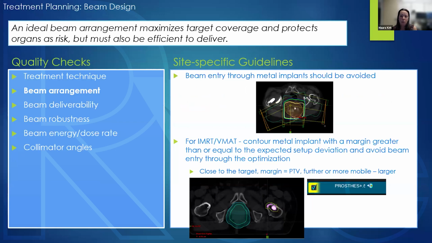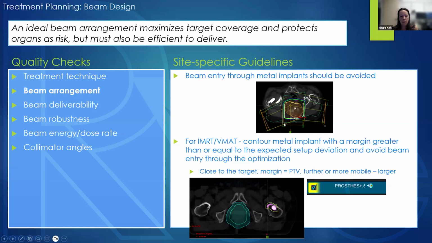In terms of beam arrangement, one thing to consider in the pelvis is whether or not you want to allow beam entry through metal implants. So generally you want to avoid that if you can. And so here's an example of a 3D rectal plan where the beam's just been rotated a little bit obliquely posteriorly to avoid passing through this metal hip implant.